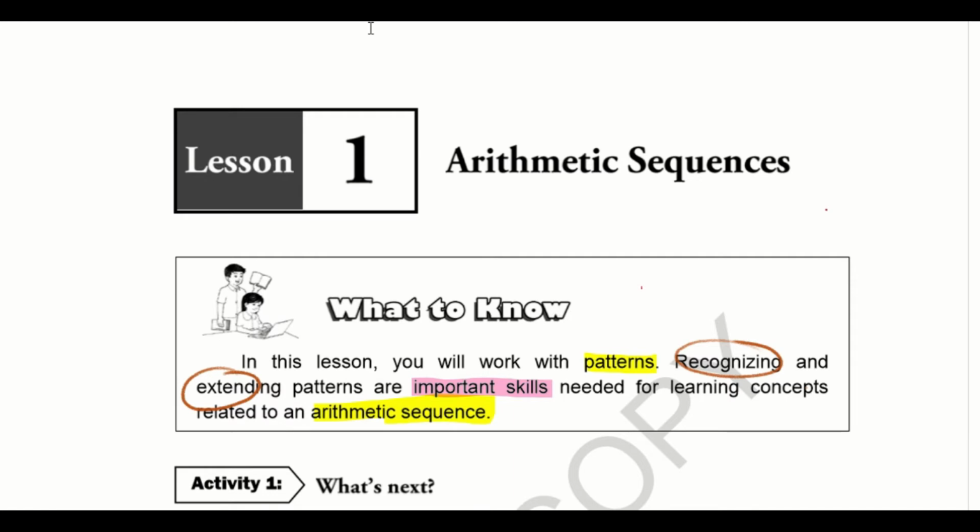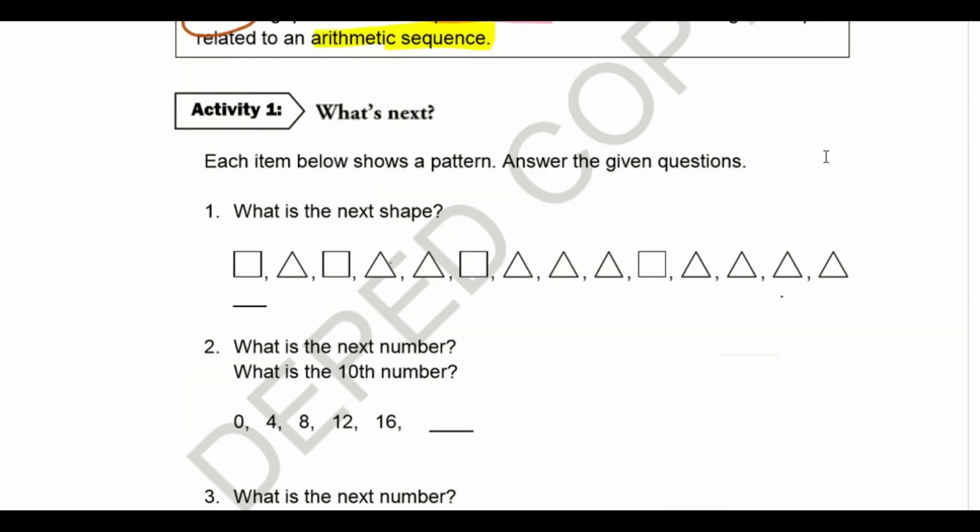Let's dive into our first activity entitled What's Next? Each item below shows a pattern. Answer the given questions. Number 1. What is the next shape? In the series of shapes, square, triangle, square, triangle, triangle, square, triangle, triangle, triangle, square, triangle, triangle, triangle, triangle, we can say that our next shape would be a square.